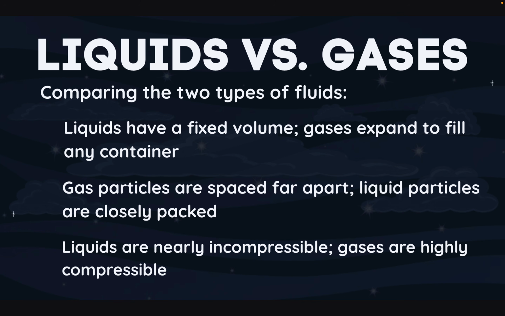So let's compare liquids and gases. Liquids have a definite volume, while gases do not. Liquids are nearly incompressible, while gases can be compressed much more easily. The particles in liquids stay relatively close together, while the particles in gases are spread far apart and move much more freely. Despite these differences, again, both are classified as fluids because they can flow.